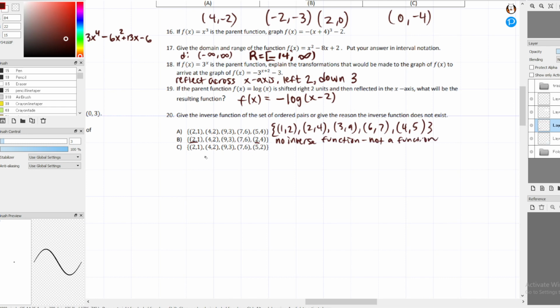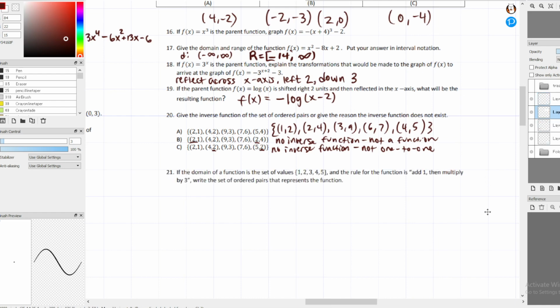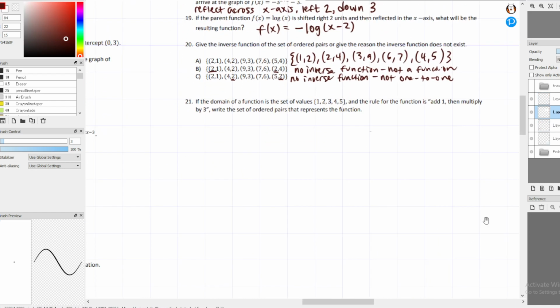This one, we have no repeating x's, but we do have repeating y's. We've got a 2 and a 2 here for our y's. So there's no inverse. But in this case, it is a function. It's just not 1-to-1. So that is 20.